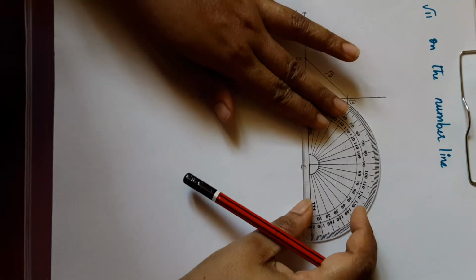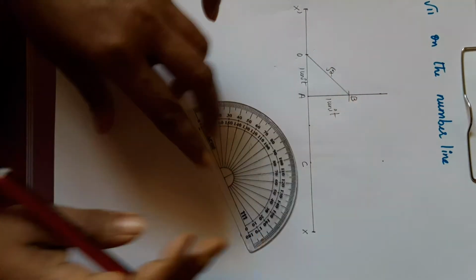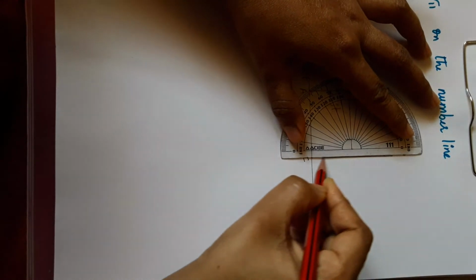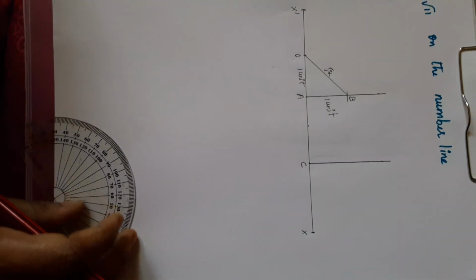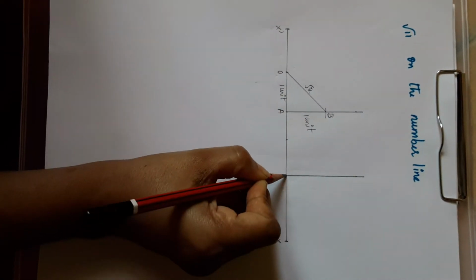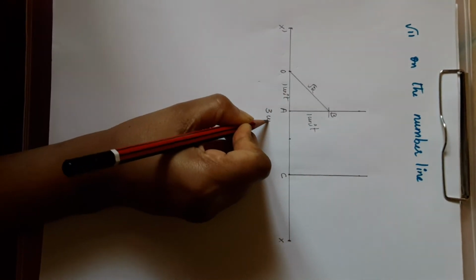From C, take 90 degrees angle and draw a perpendicular line from C. From O to C is 3 units. O to A is 1 unit, this is the second unit, and here is the third unit. So OC is 3 units.